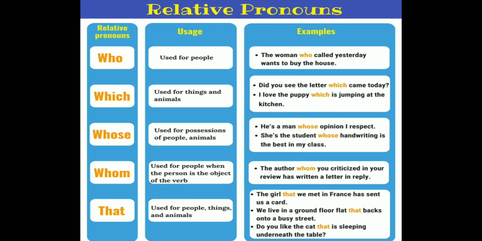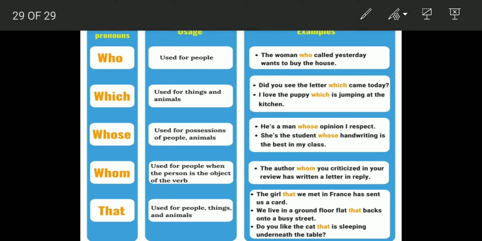Just a last one about these relative pronouns. We can quickly go through some more examples to have a clear idea. Relative pronouns are used to combine or join two sentences. We use terms like who. Who is used for people. It is not used for things or animals. We say, the woman who called yesterday wants to buy the horse. So we are referring to the woman. That is a person, so that is why we are using who.